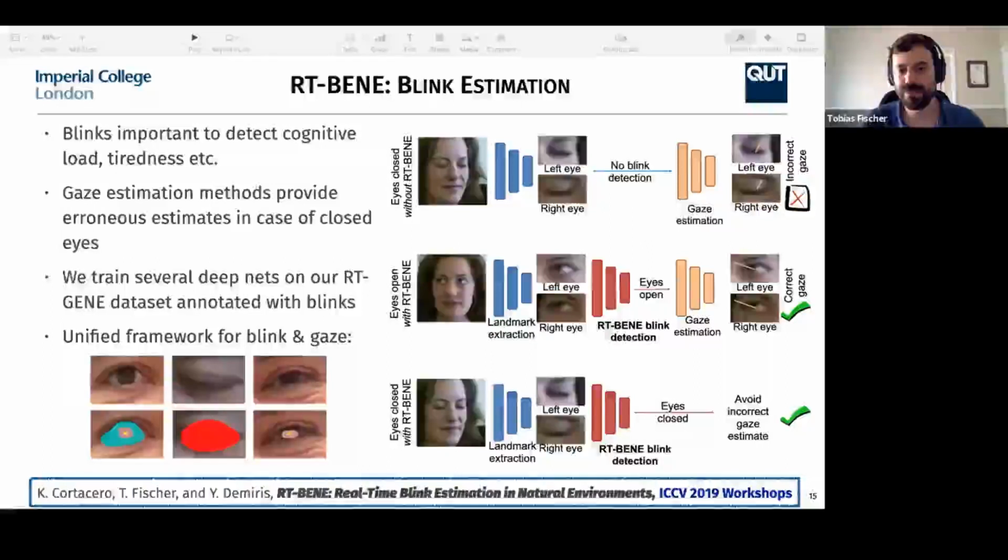And then if we combine the blink and gaze, the aim is to finally have a unified framework where, rather than having separate networks, one for the blink and one for the gaze, we'd like in the future to propose a unified framework which allows you to estimate the blink and gaze within a single method. But for now, what we have is a separate network which detects blinks and then informs the gaze estimation network about those blinks. And in this case, there's no need to estimate the gaze, because the estimates wouldn't be reliable.